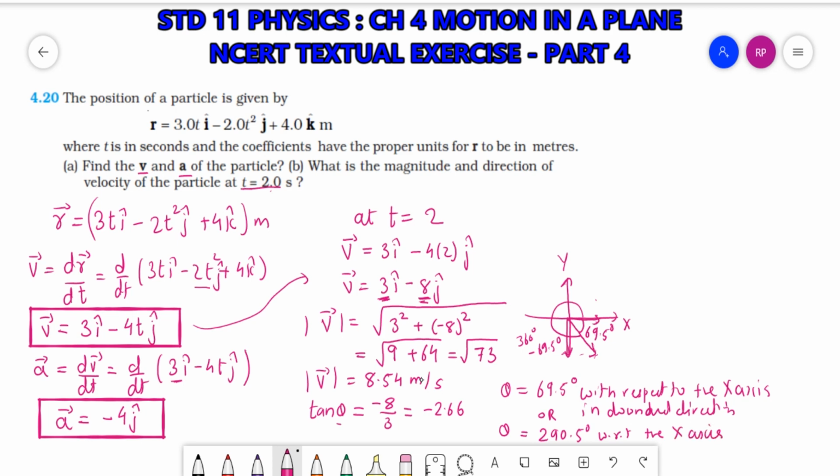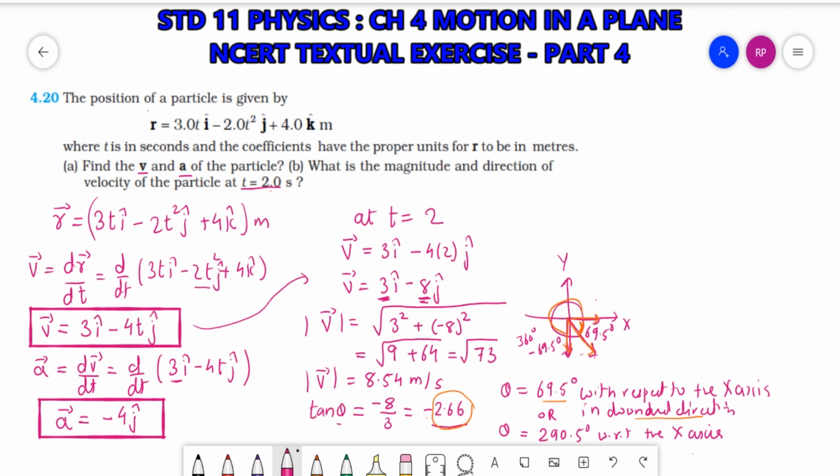Remember, the direction is very important. When you find it from the trigonometric tan table, you will find that the value of tan is 2.66 at 69.5 degree. But there is a negative. So what I did: I found Vy negative in downward direction and Vx positive, so this is the resultant vector. This will be the angle theta found from the trigonometric table, so I wrote it in downward direction. Or else, I found 360 minus 69.5, that is 290.5 degree with respect to positive x axis.